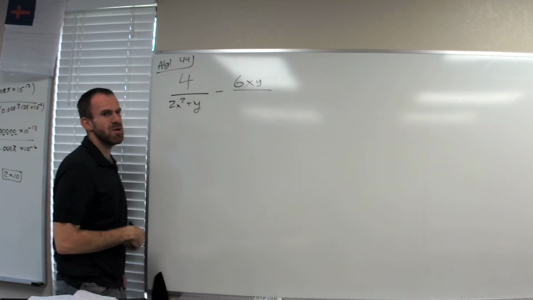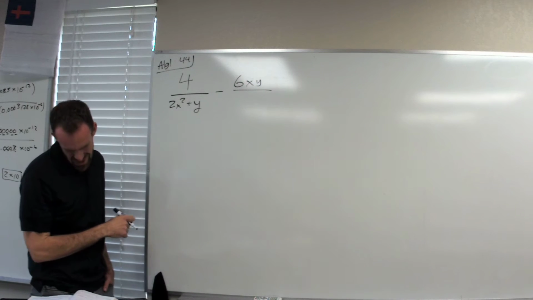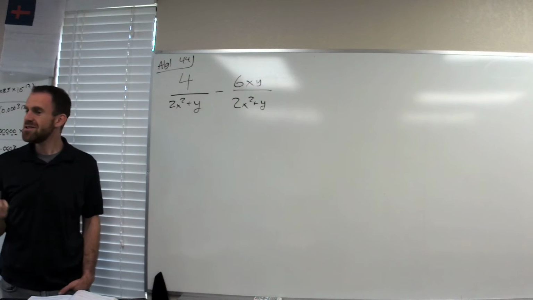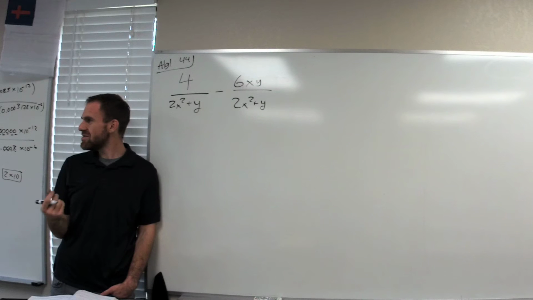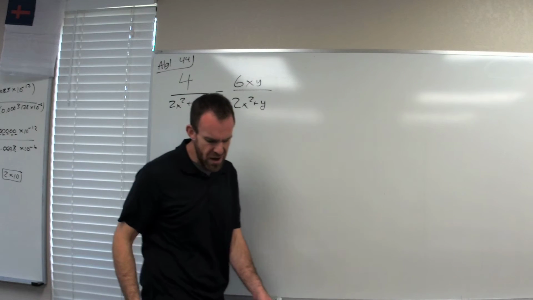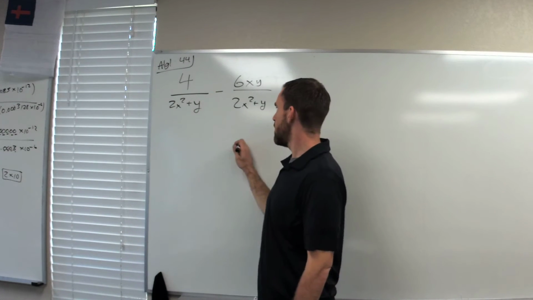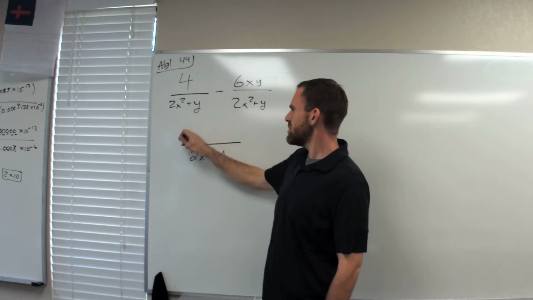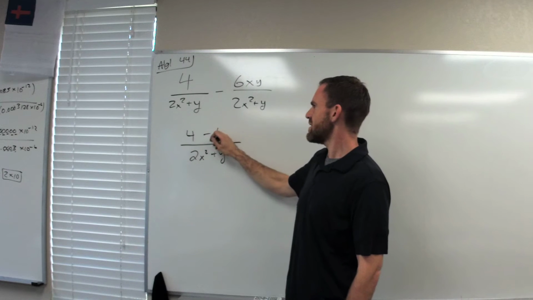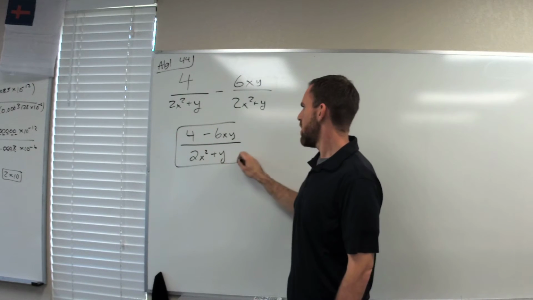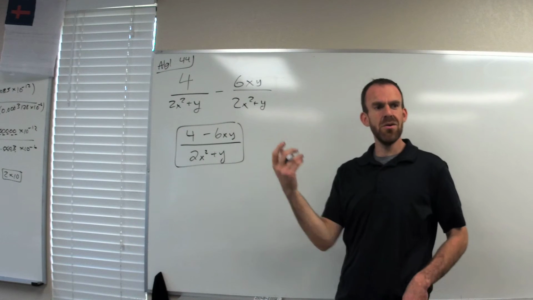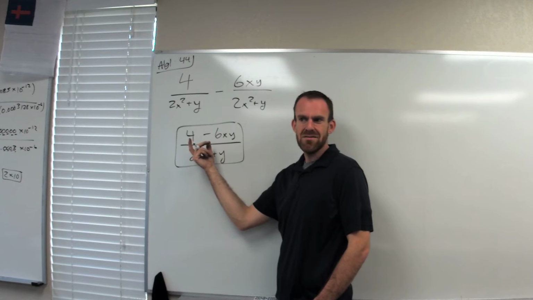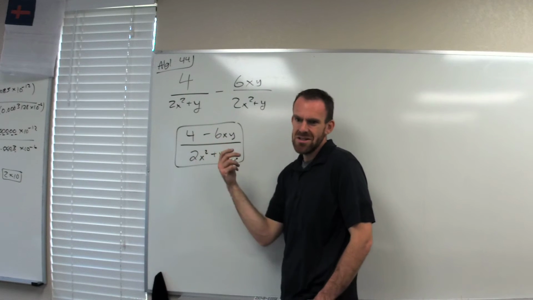Why don't you just put 1 through 20 up there and then just be done. 2x squared plus y. Now, these two things have the same denominator, so we can add or subtract them. No problem, right? This becomes 4 minus 6xy. Done. Because the numerators are not like terms, we just leave them.